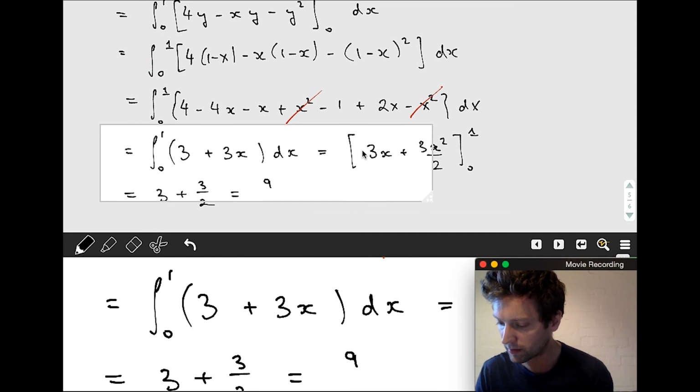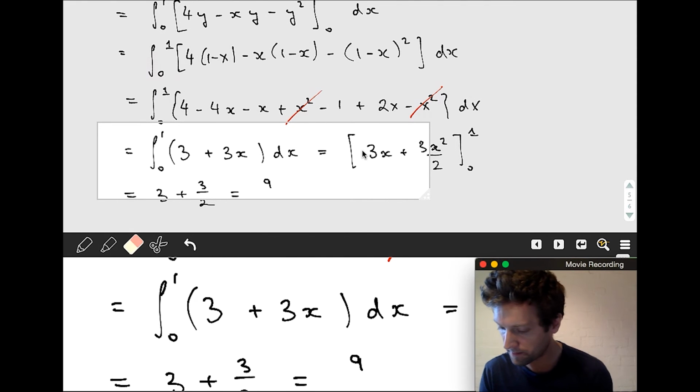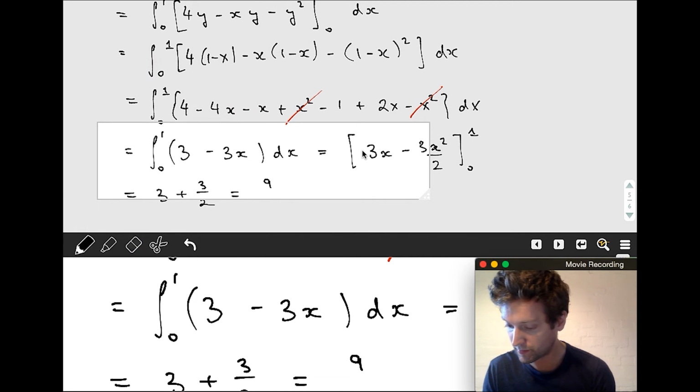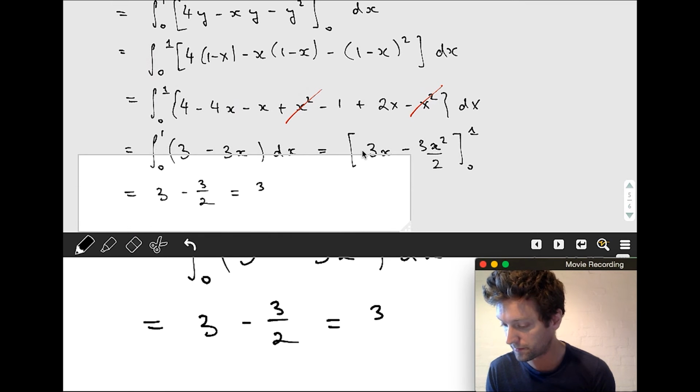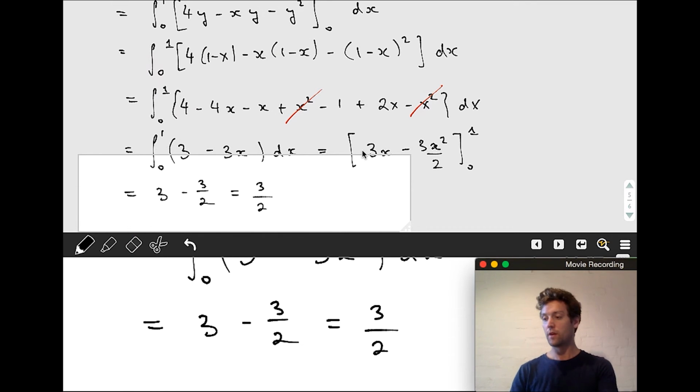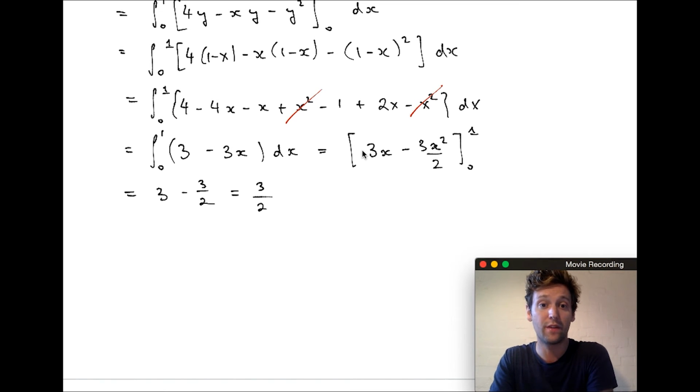Oh, I think I got a little minus sign wrong here. So that was a minus sign there, minus sign there, minus sign there. So I've got 3 minus 3 over 2, which is 3 over 2. That's better. Okay, so now we're asked to figure out what exactly the shape is that we've just calculated the volume of to be 3 over 2.